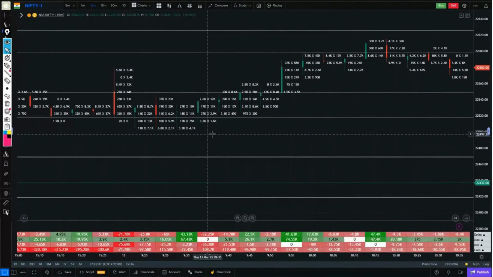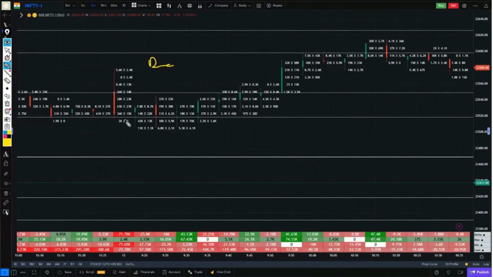Before reading the footprint, we should know what delta is. Why should we know about delta now? Because with the help of delta, we will try to read the footprint here. So, what is this delta? Delta is quite simple. Delta tells us who is more dominant within a particular candle, whether it's the buyers or the sellers.